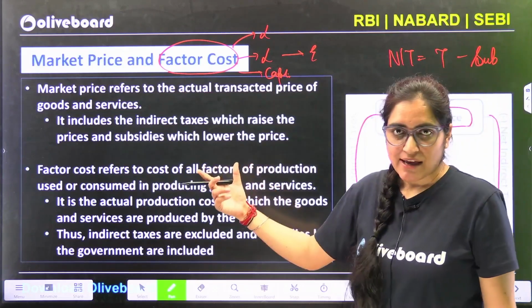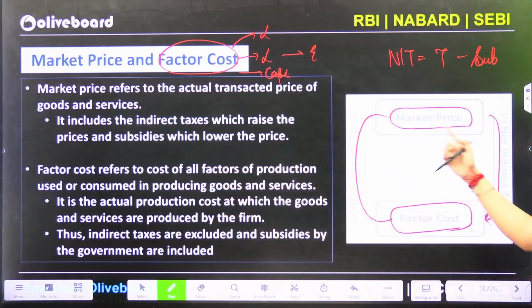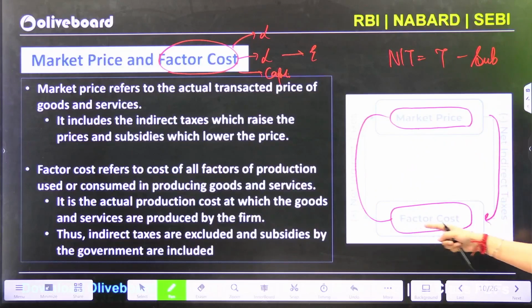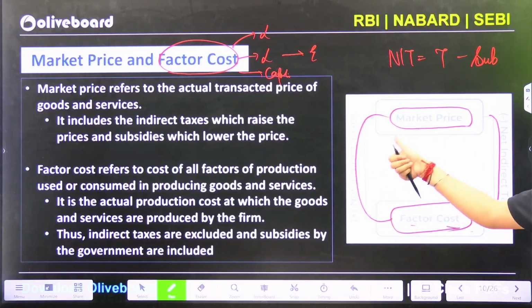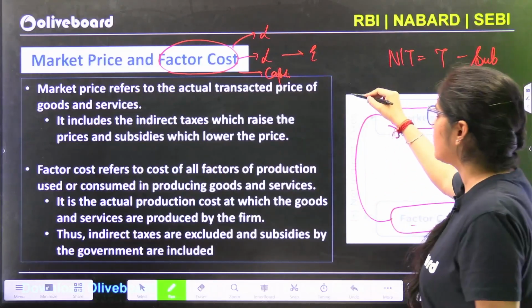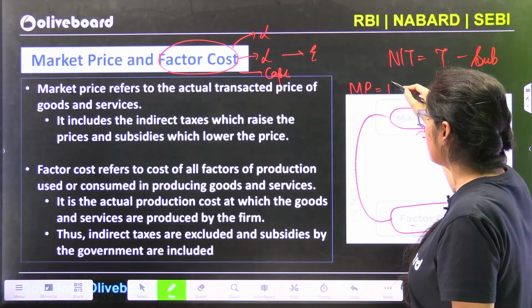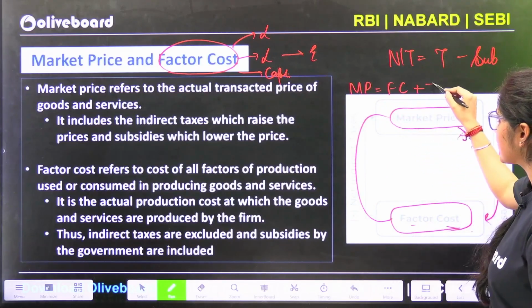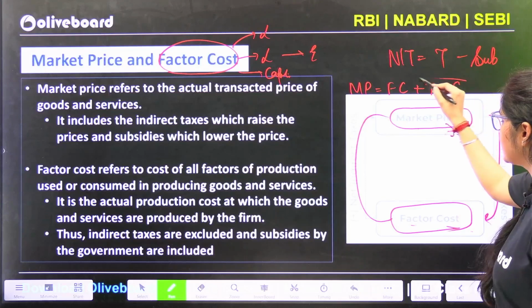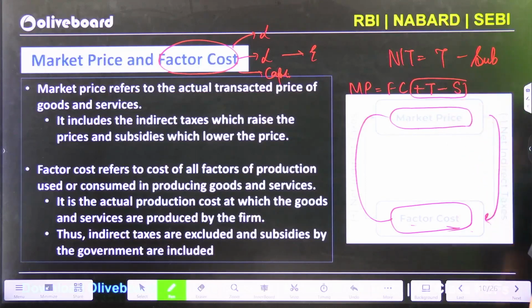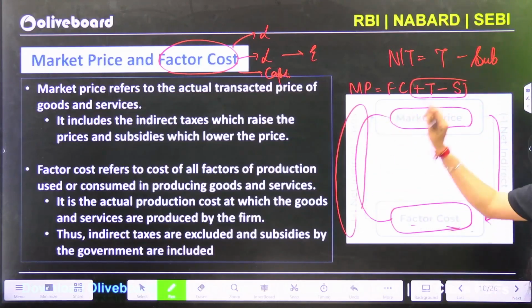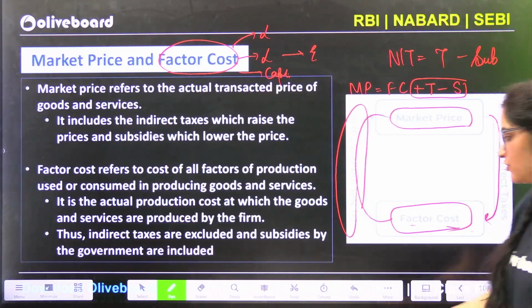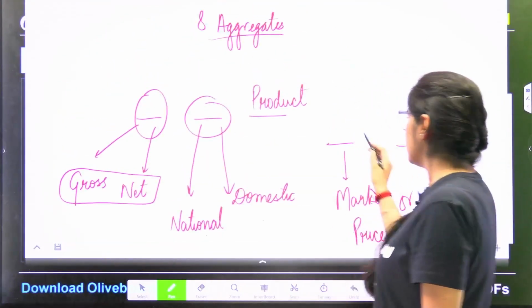So your market price is nothing but factor cost plus taxes minus subsidy. That is also what you can write. So market price is nothing but your factor cost plus taxes minus subsidies, and this taxes minus subsidies is also known as net indirect taxes. So that's how you will define the third blank.